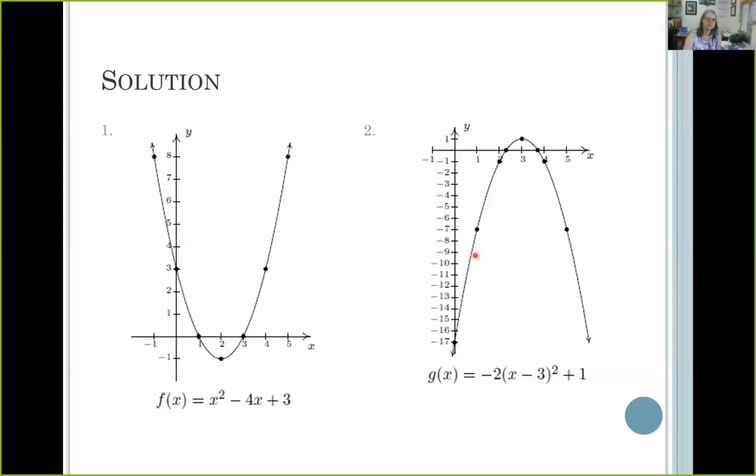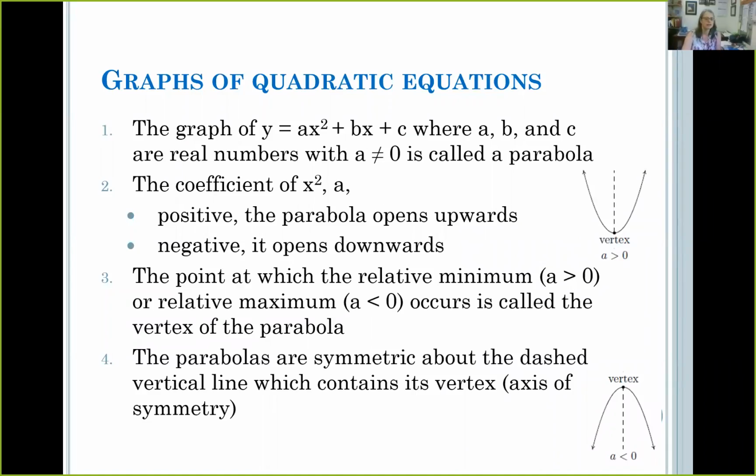This is just illustrating points that you could plot. All right, so we know some stuff about parabolas, or quadratic functions. We know the graph of y equals ax squared plus bx plus c, where those are all real numbers, and a is not 0. If a is 0, we don't have a quadratic function, right?